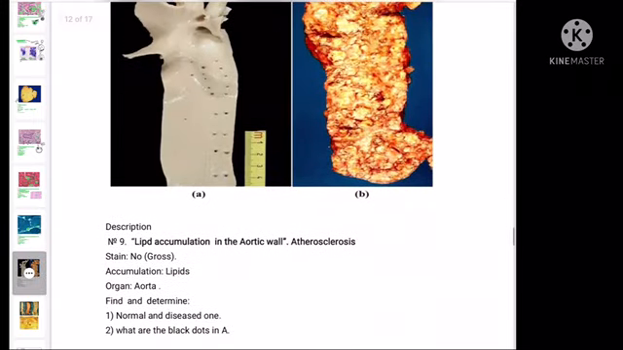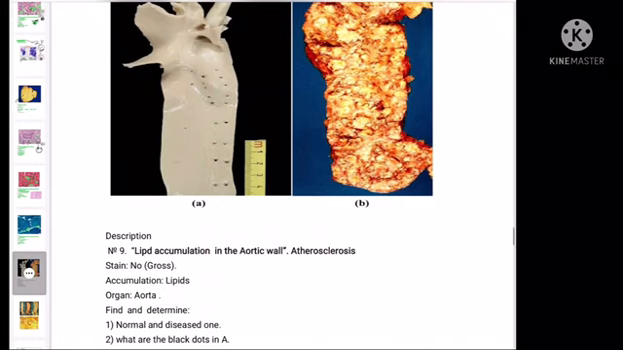The next one is atherosclerosis, again an example of lipid deposition. If you compare these two images, we can see that in the cross section, the lumen of this one is completely clear. This is the inner side of the aorta, a normal aorta, while this one is not normal, this one is the abnormal one. Why? Because we can see a lot of yellowish depositions.